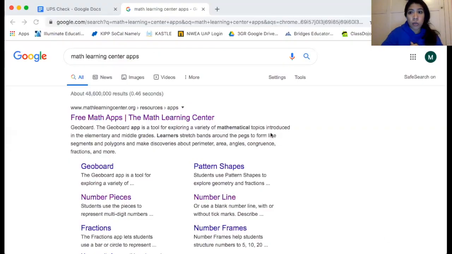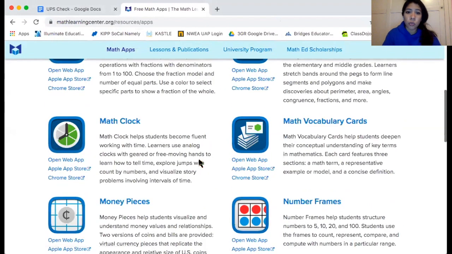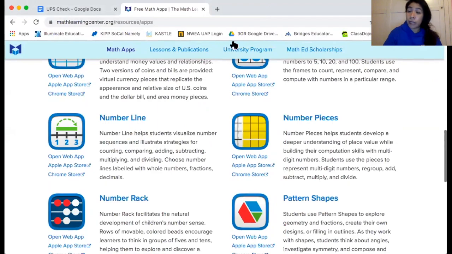For today's lesson, you will need a pencil, a blank piece of paper or a notebook, your third grade math packet, and a virtual number line, which I'm going to be linking down here. I'm just going to show you how to access that super quickly through Google. Once you are on Google, if you type in Math Learning Center apps, it should be your very first search result. Once you click that, you will have access to a ton of virtual manipulatives that you can use. And I'm going to be using the number line today.